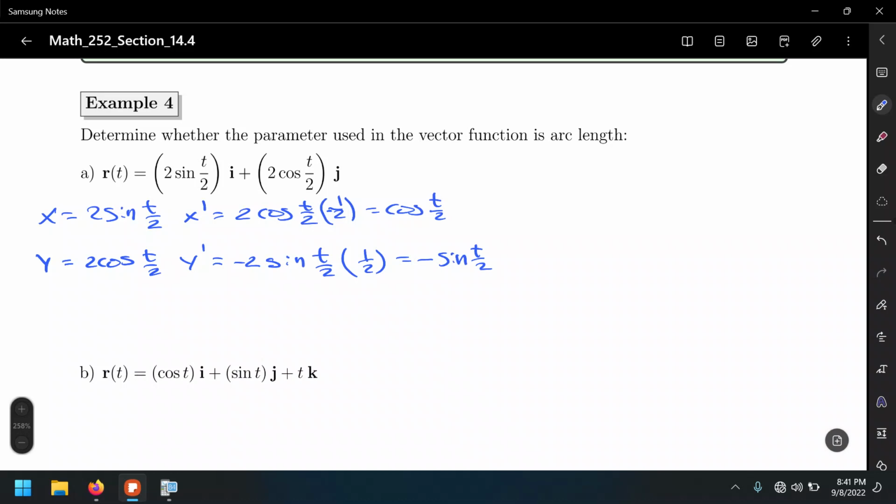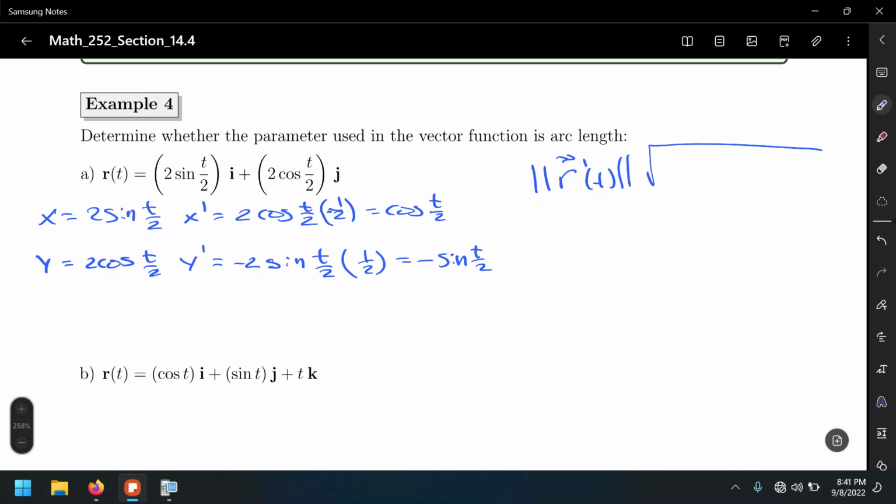So now we need to make the test to determine if this given vector valued function, which initially we just related conveniently as position over time, which is what we have done so far, is also an arc length function. So take the magnitude of the derivative, and that is the square root of cosine t over 2 squared plus sine t over 2 squared. This is going to be cosine squared t over 2 plus sine squared t over 2.